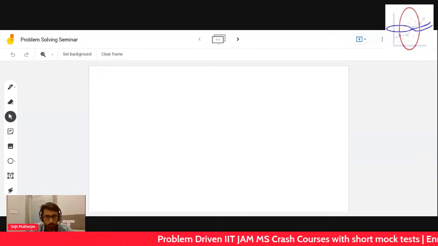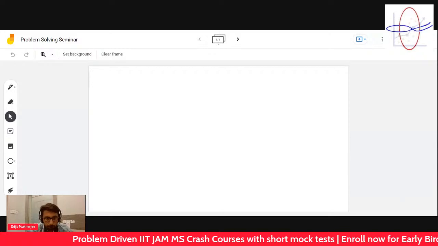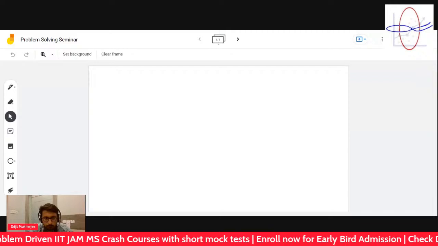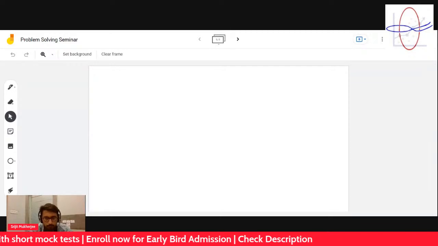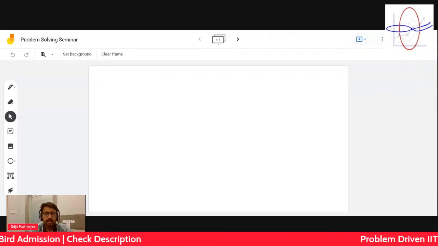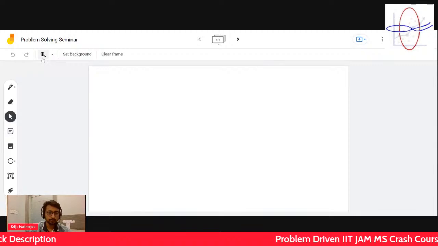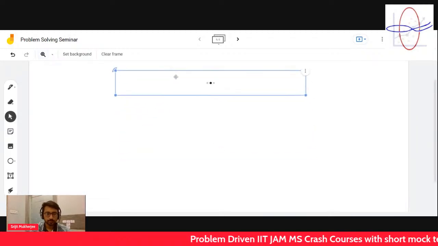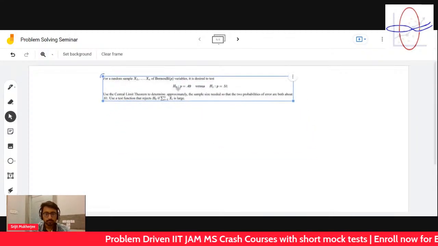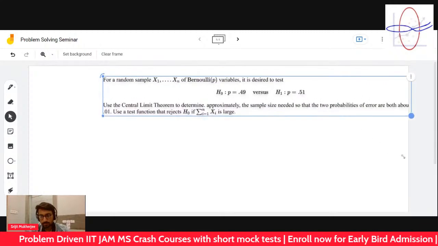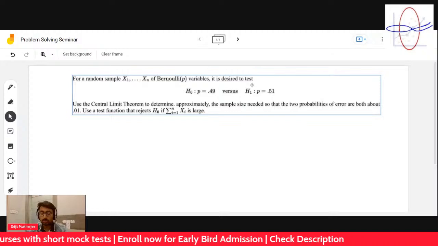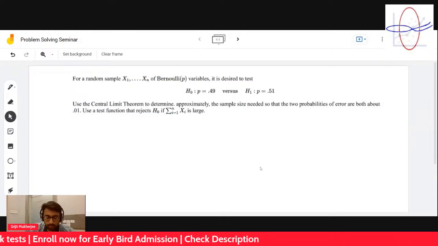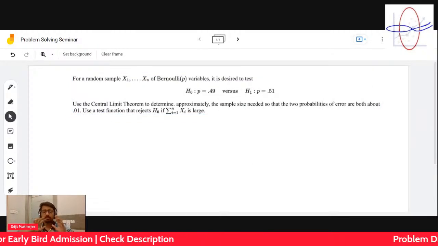Let's do this problem. Let's do this basic problem first. This one assignment. This problem revolves around the fact that... okay, let's discuss the problem first in this way.